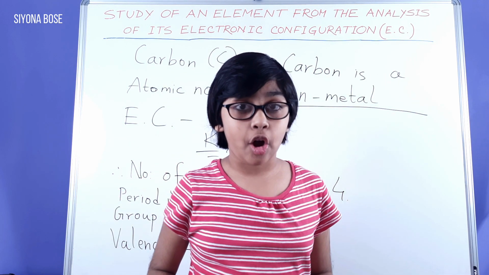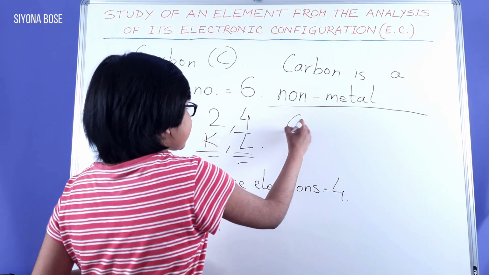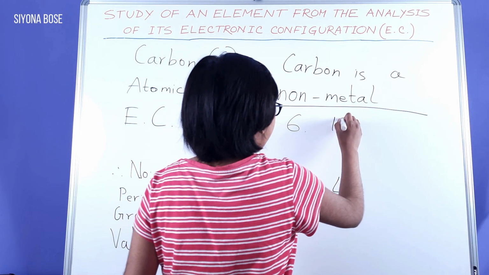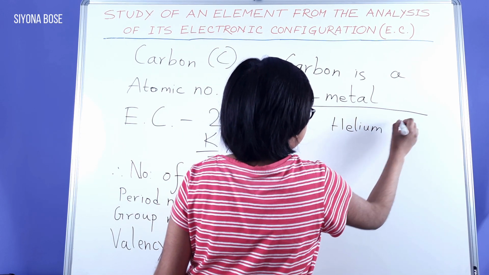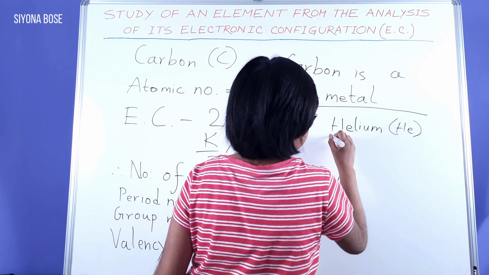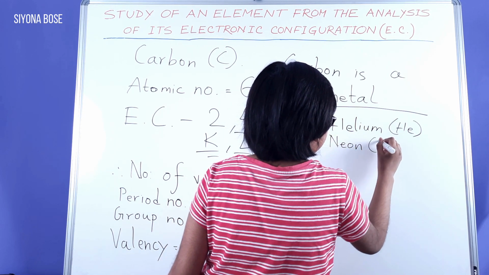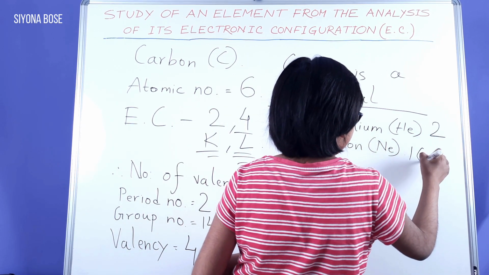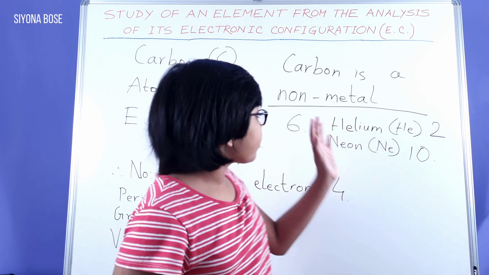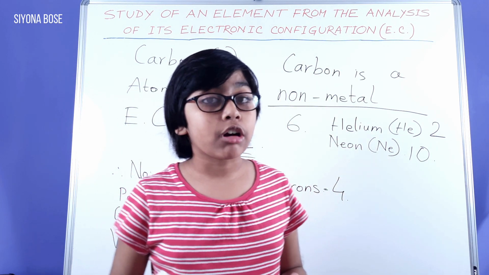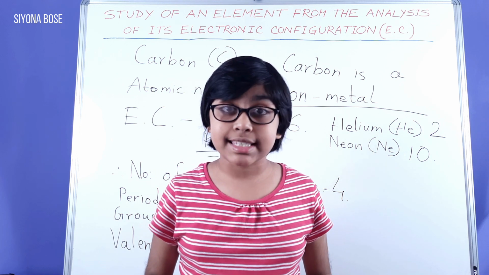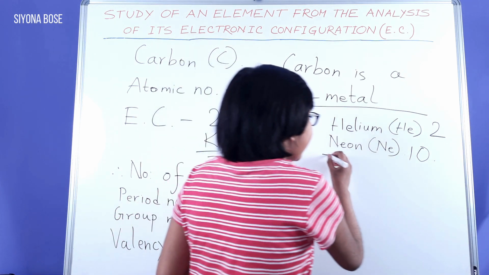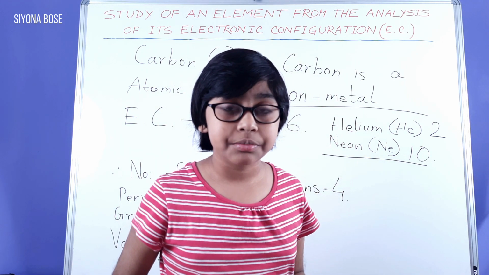Finally, the last thing to do. Carbon, with an atomic number of 6, is in between 2 inert gases, which are helium, He, and neon, Ne, with atomic numbers 2 and 10, respectively. Carbon is right in between them, so carbon neither gains nor loses electrons. Instead, it tries to attain the octet configuration of neon.